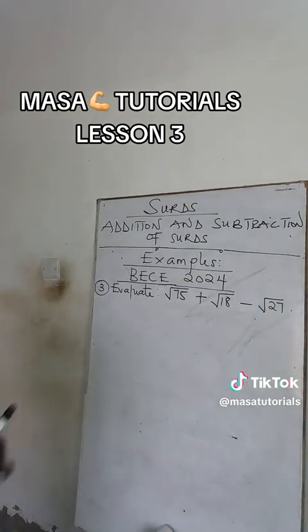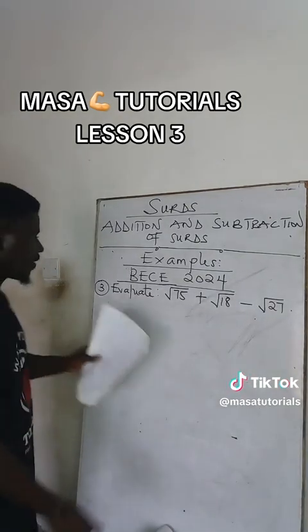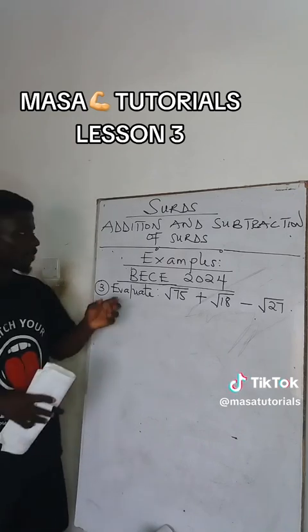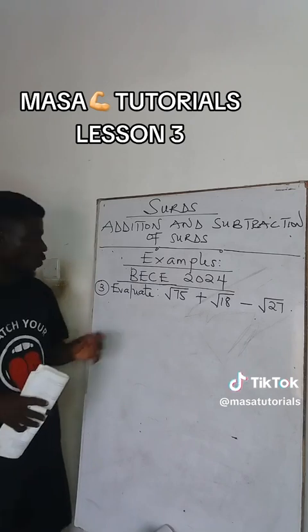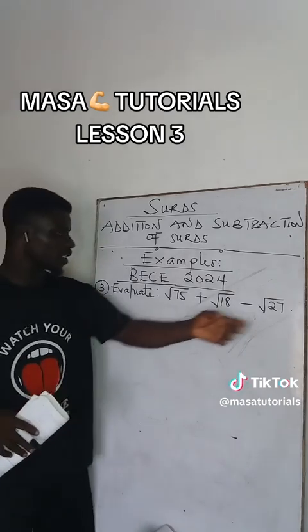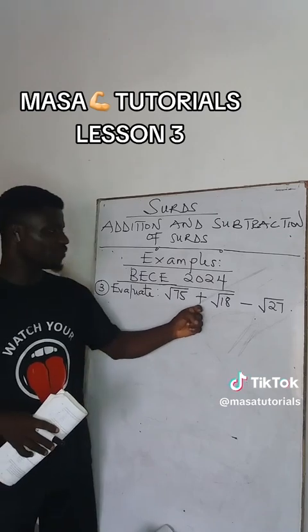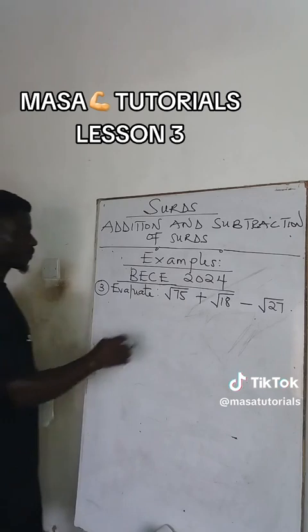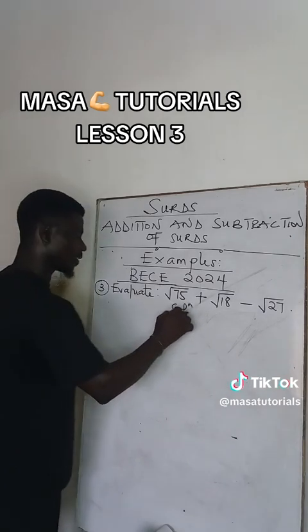Alright, still on the BC 2024, we have another question which is inside the BC 2024. That's evaluate. Still, they are telling us to find the value of this expression: square root of 75 plus square root of 18 minus square root of 27. So we need to first simplify.